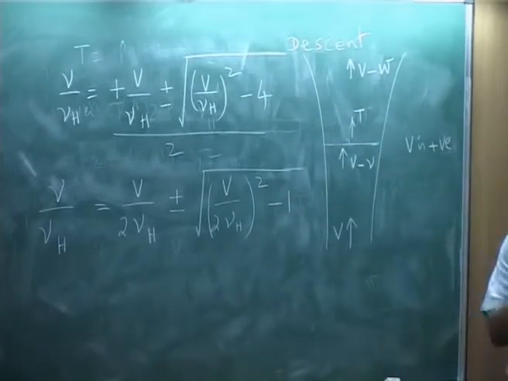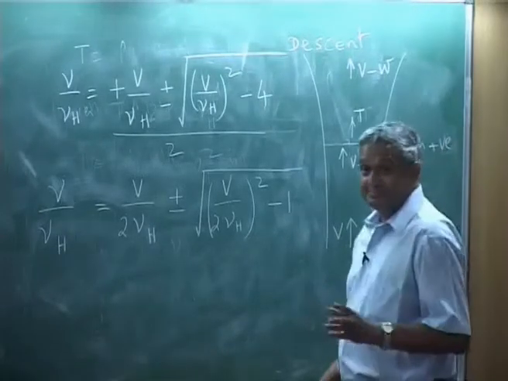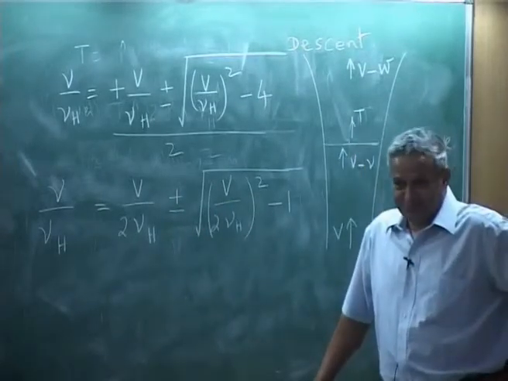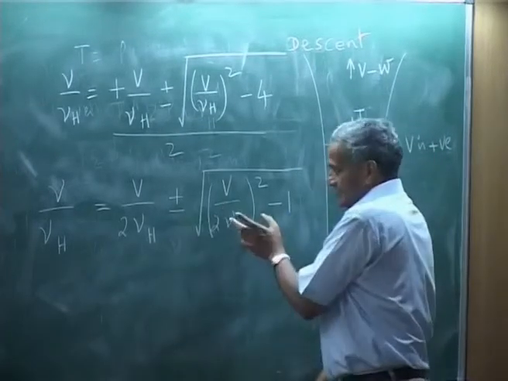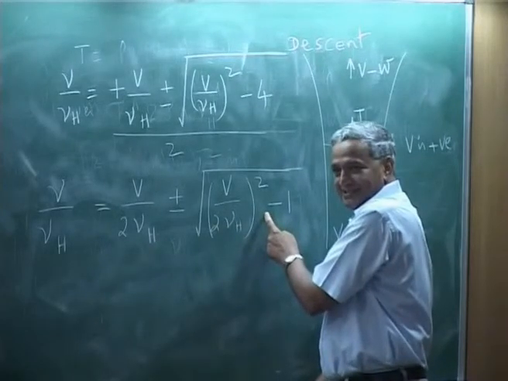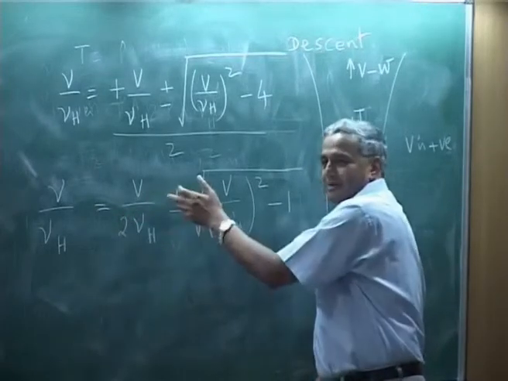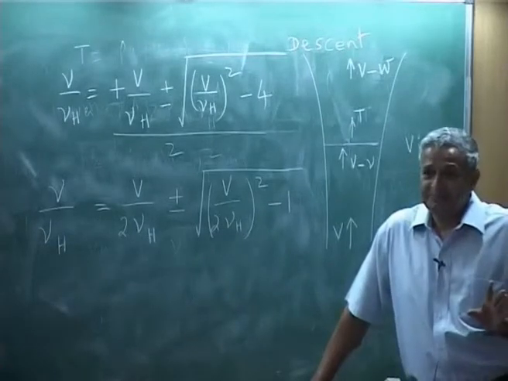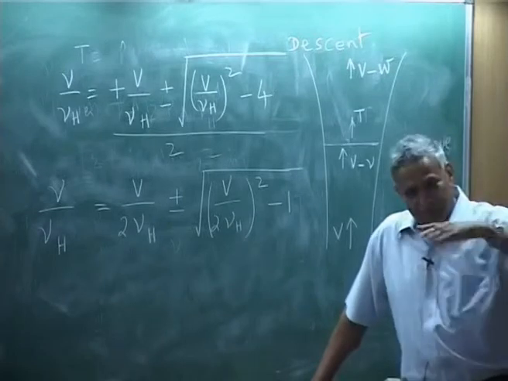Which root should I use? Because both will give you positive value. You follow? Is it clear? Because you are subtracting 1, okay. So, therefore, this quantity is less than this, and whether you add plus or minus sign, you are going to get nu over nu H positive. Now, what root should I use? That is the first question. You will have both the roots.